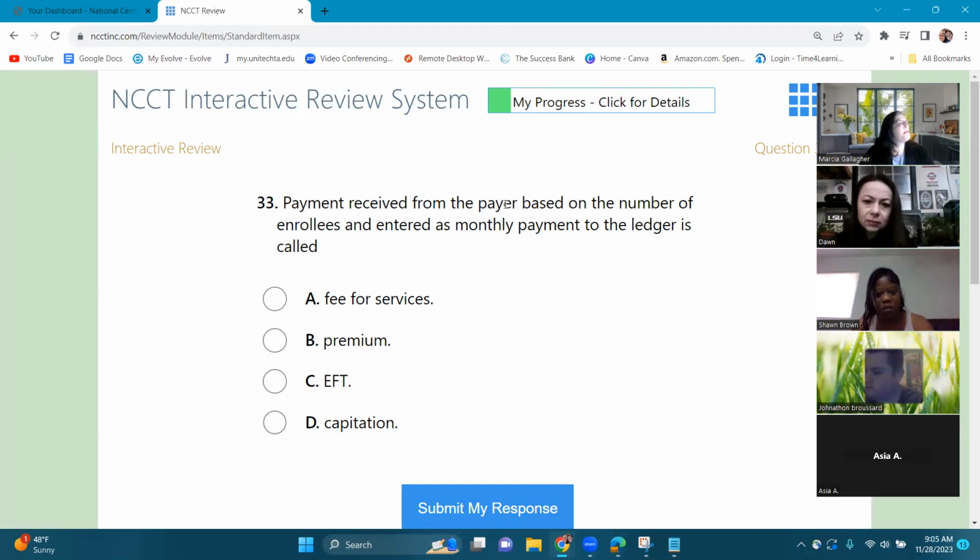Payment received from the payer based on the number of enrollees and entered as monthly payment to the ledger is called... I have a guess. I think it's capitation. Let's go with it and see if we're right.